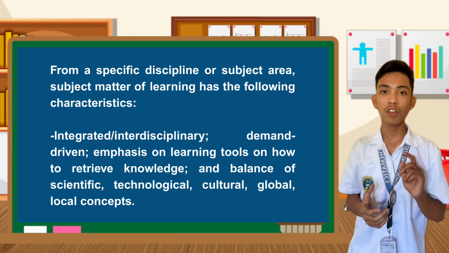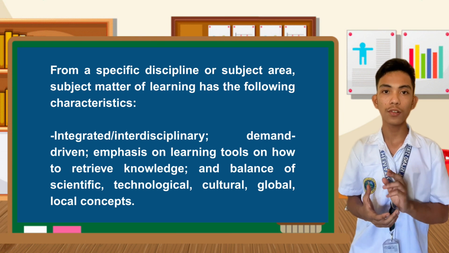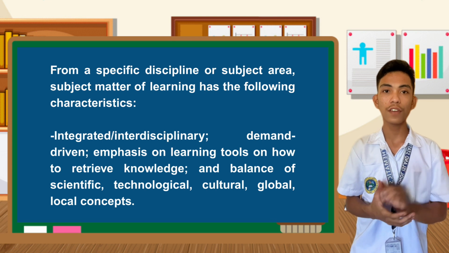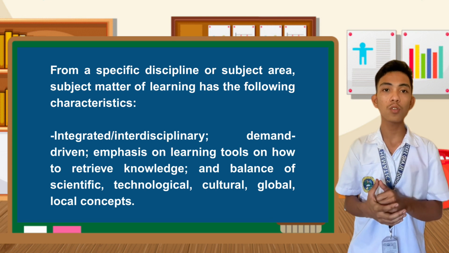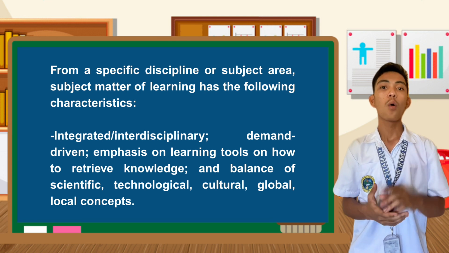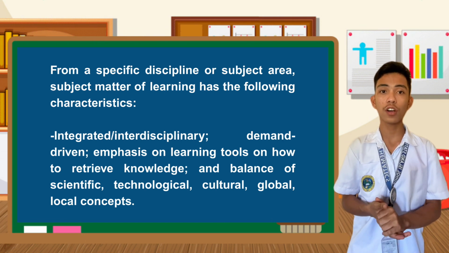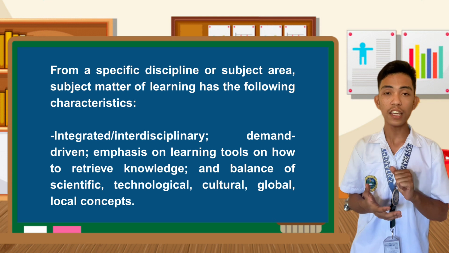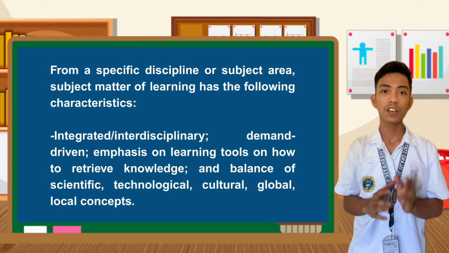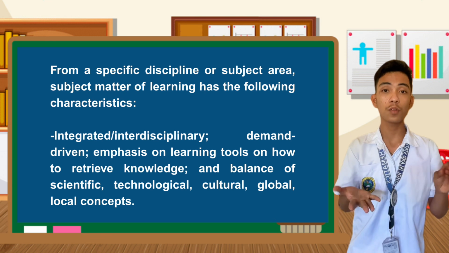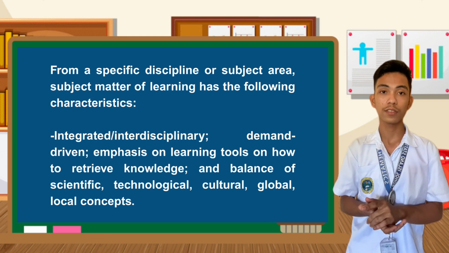From a specific discipline or subject area, subject matter of learning has the following characteristics: integrated or interdisciplinary, demand-driven, emphasis on learning tools and how to retrieve knowledge, and balance of scientific, technological, cultural, global, and local concepts. When we say integrated learning, it is connecting multiple subjects for holistic understanding, and demand-driven is focusing on real-world skills and issues, so they are exposed to the real scenario in the world.